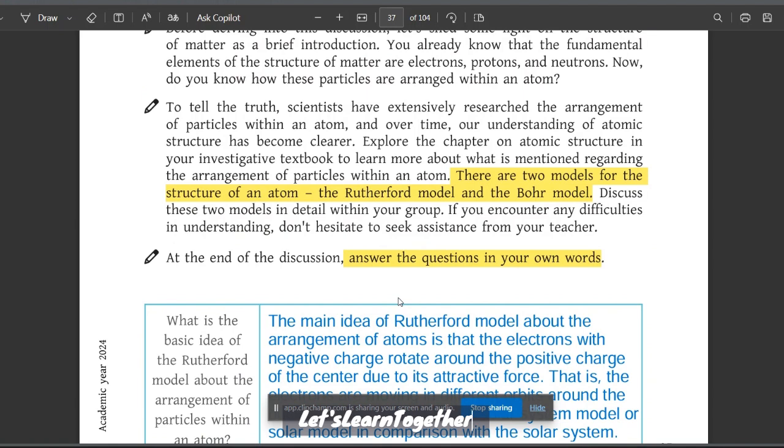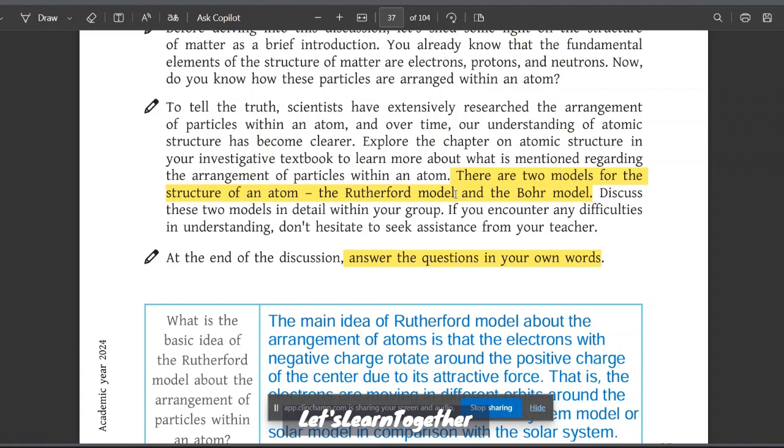However, this concept was later proved wrong because, look, in an atom there are charged particles, but in the solar system model, the planets or the sun are not charged, right? They are chargeless. So that's why we cannot compare the atomic model with a solar model. That's the reason.